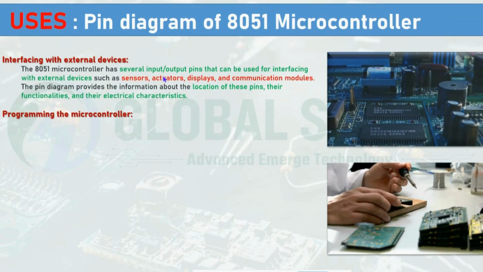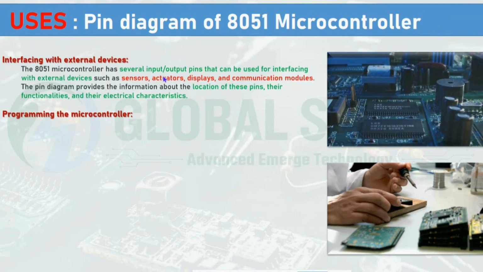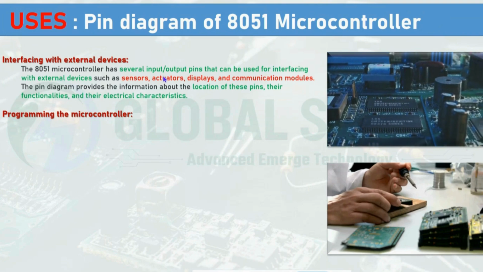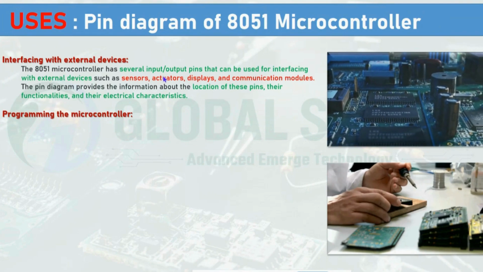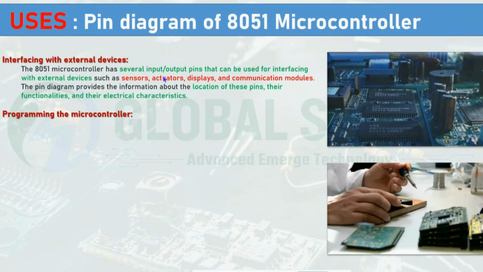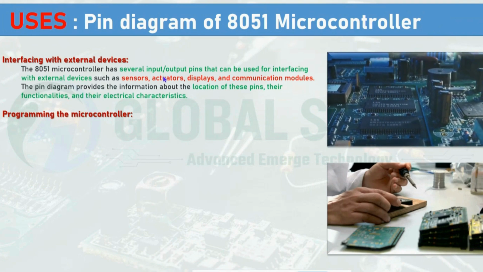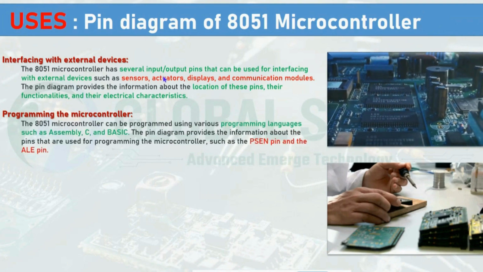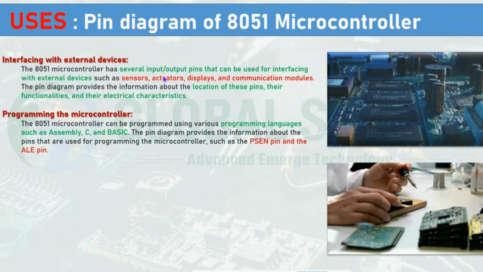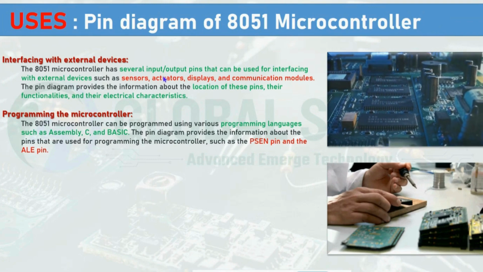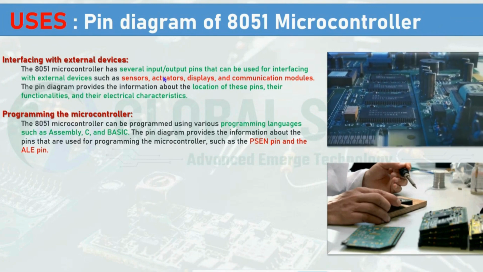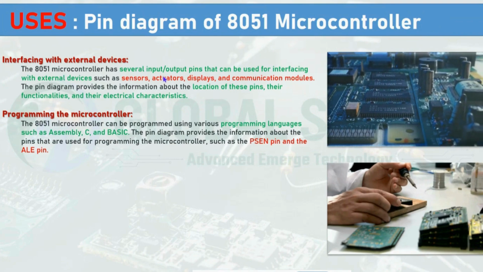Based upon the language and the logic we choose, like C or any kind of programming, it requires some logic. Based upon the logic, the inputs and outputs can be controlled. We have programming languages such as assembly language and C and some basic ones that can be supported for the microcontrollers, and we have the PSEN pins and the ALE pins that are used to program the controller.